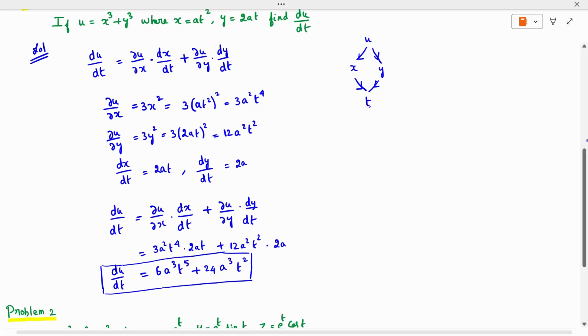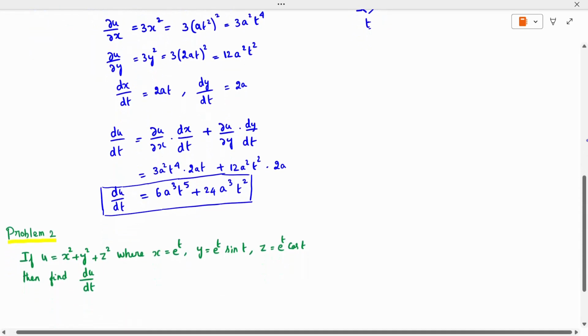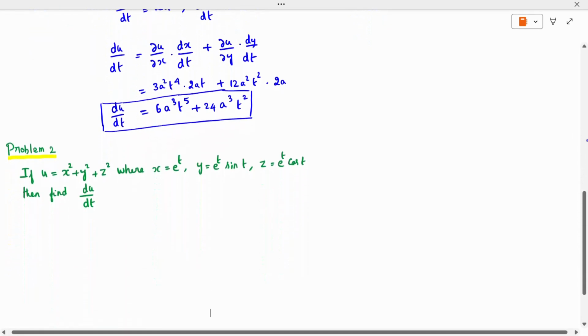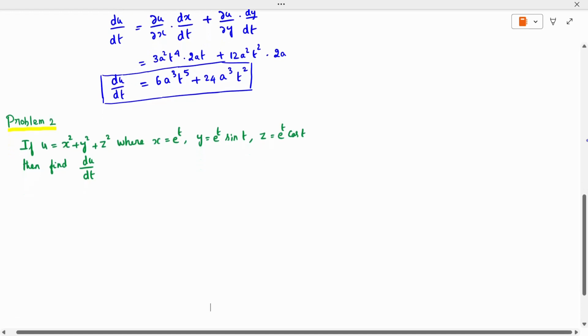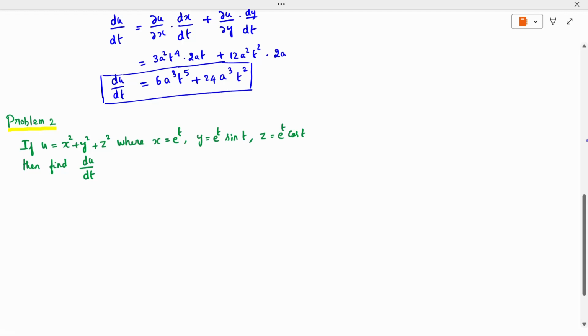Let me do one more problem so that you can understand clearly, with three variables. The second question: u is x squared plus y squared plus z squared, and x is e to the power t, y is e to the power t into sin t, and z is e to the power t into cos t. Now the same format.